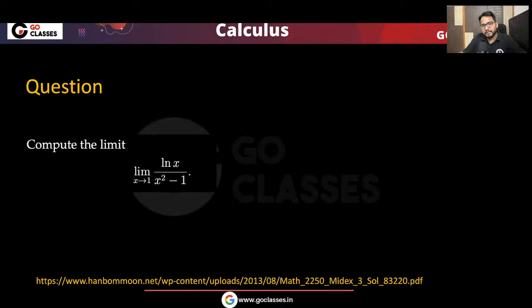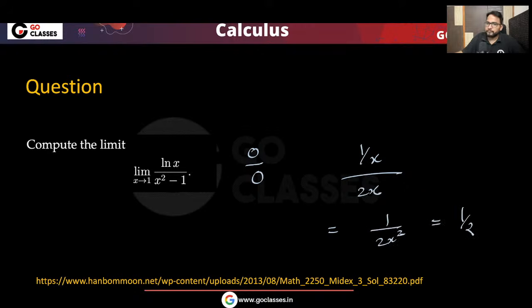Let's just solve this. Is it infinity upon infinity? Just tell me. Sorry, this is not infinity upon infinity. This is 0 upon 0 because ln 1 is 0 and as x tends to 1, this 1 minus 1 is also 0. So since it is 0 upon 0 or infinity upon infinity form, one of the forms must be there. That's why it will be 1 upon x upon 2x, which is basically 1 upon 2x squared. Now you put x equal to 1, it will be 1 upon 2.